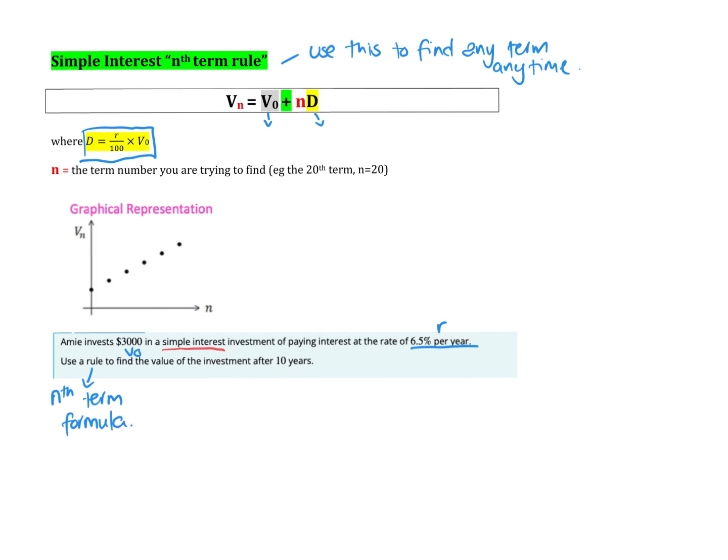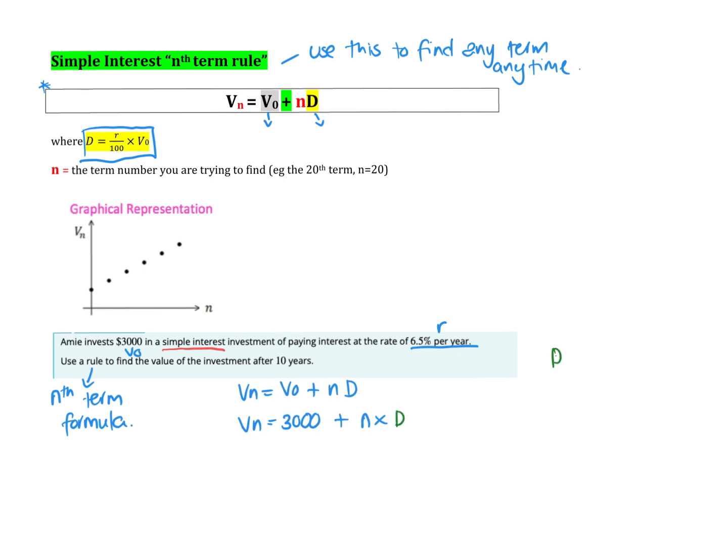So when you go up to your summary sheet, you've looked it up, you've got simple interest, you want the nth term. So you'd be writing what I've got up there. You might just write this out first, and then you go, all right, I've got to change the V0 to what it actually is, which is 3,000. And then it'll be N times the D. So the D I need to work out again as well.